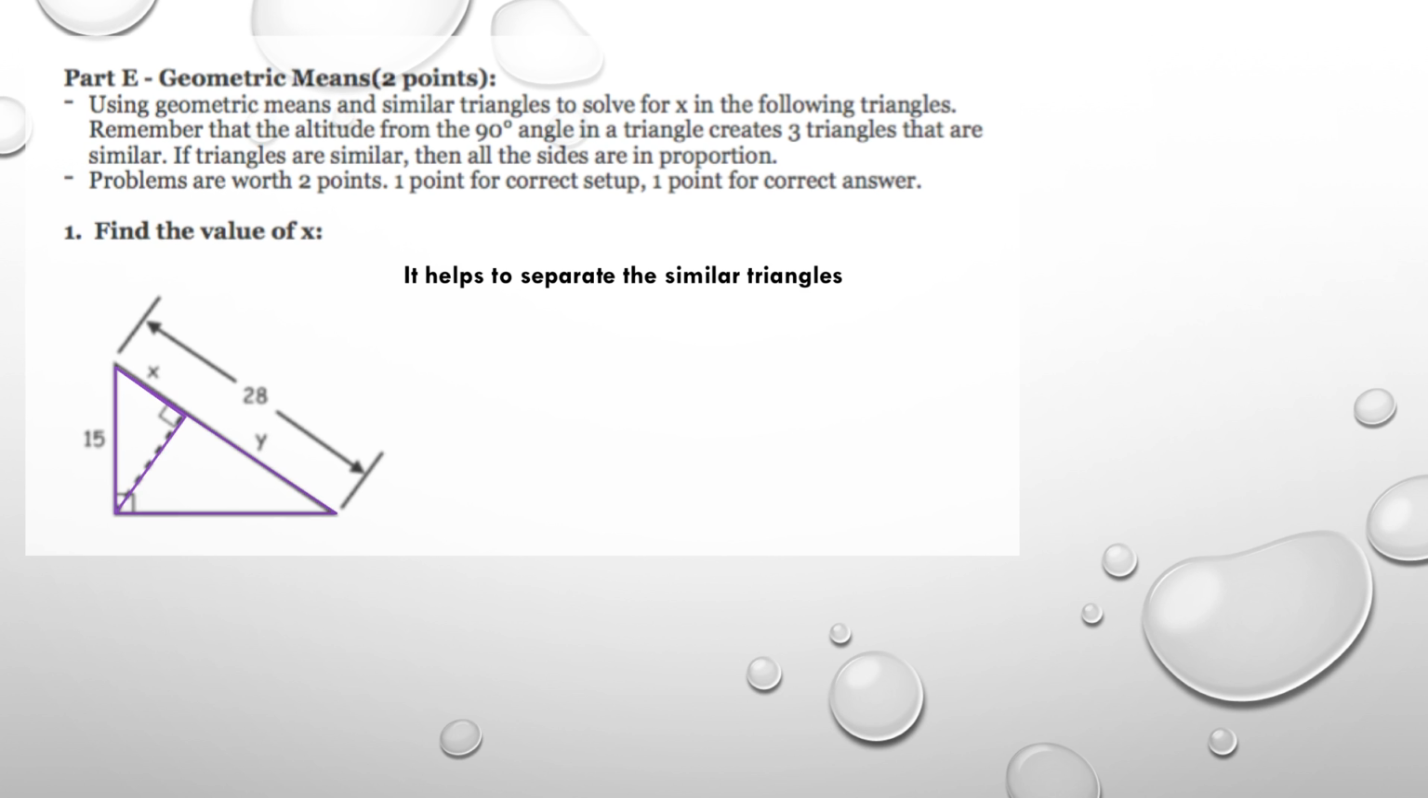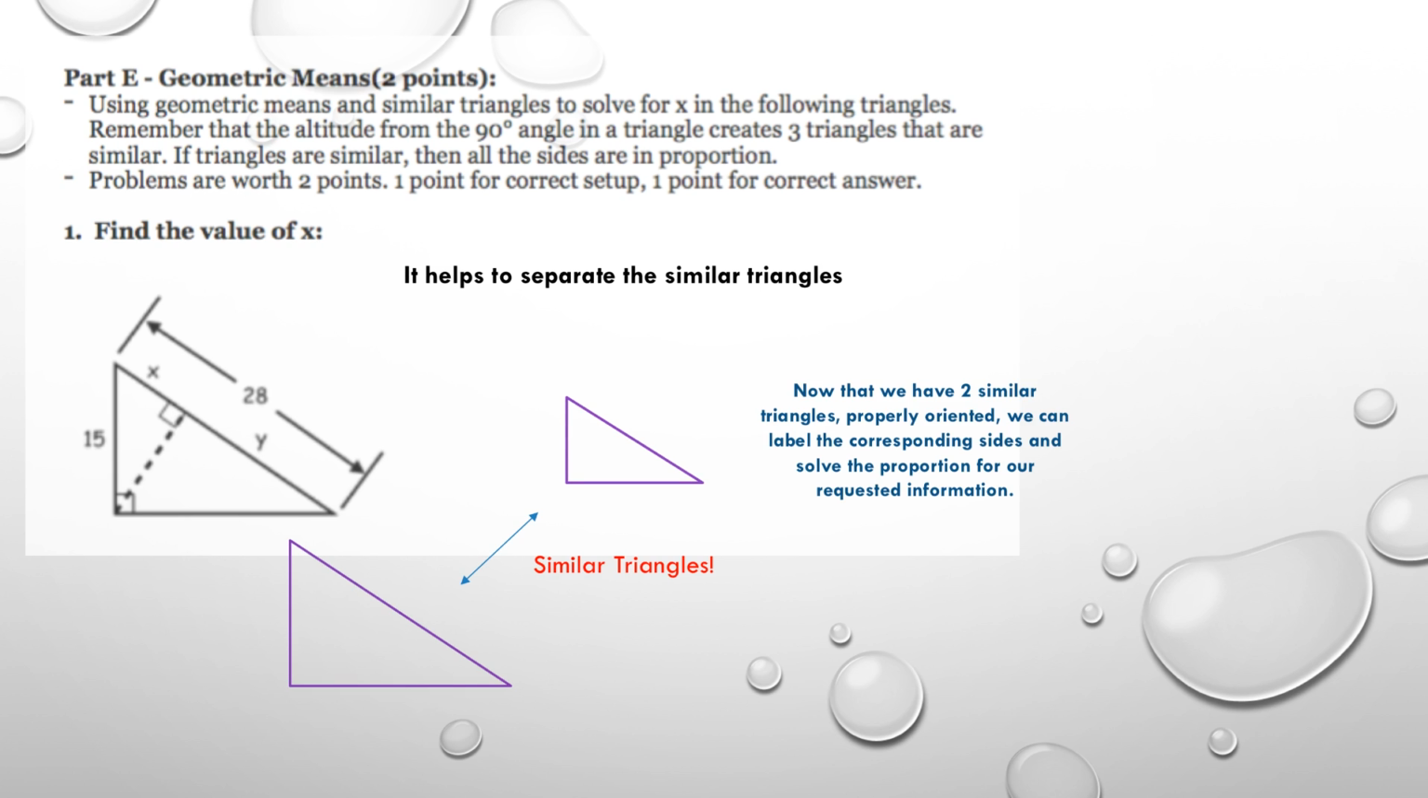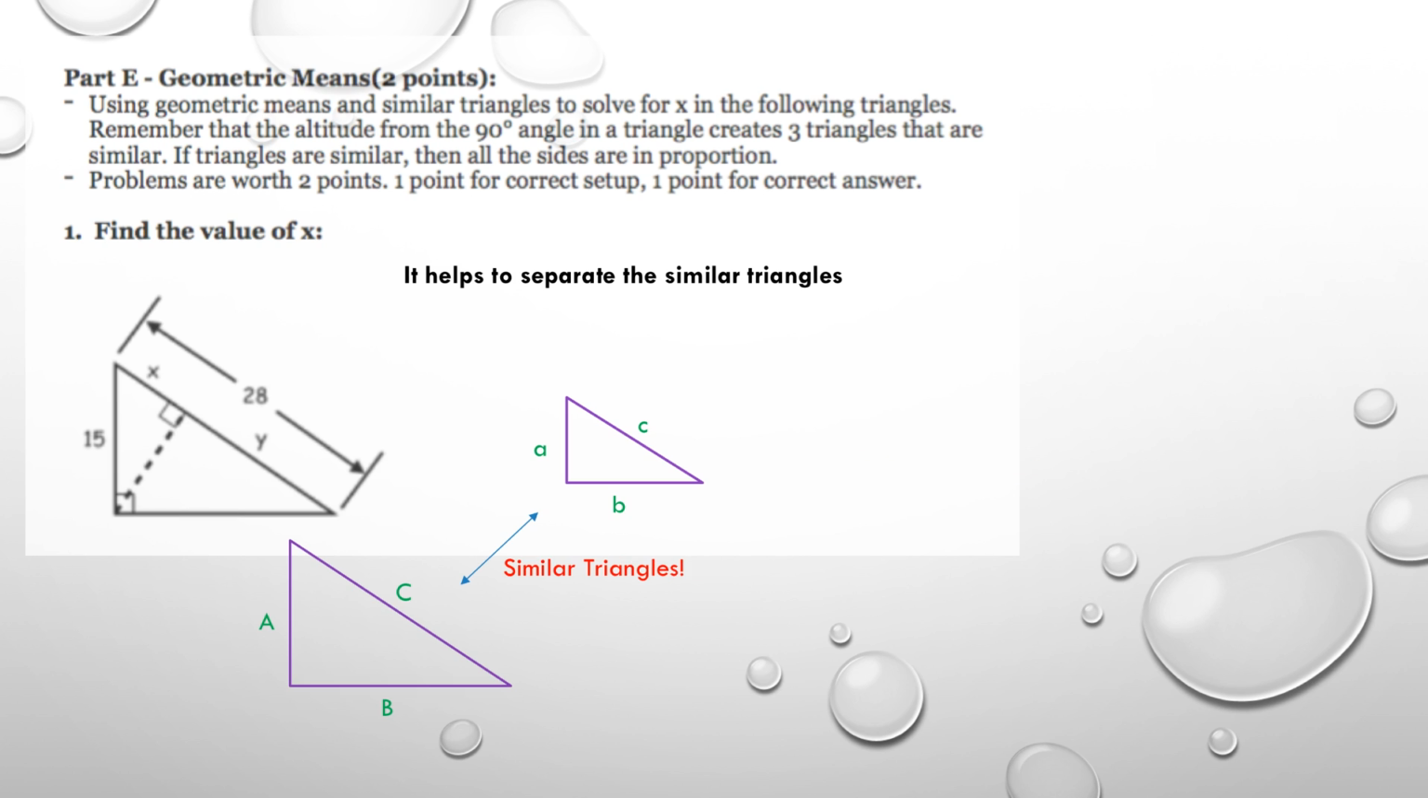So the first thing we want to do is separate the similar triangles. It'll help show us exactly what's going on here. So we've got our larger triangle and our smaller triangle. We're going to pull them out as similar triangles. Now that we have two similar triangles, we make sure we orient them properly. We want to label the corresponding sides and then solve the proportion for the requested information.